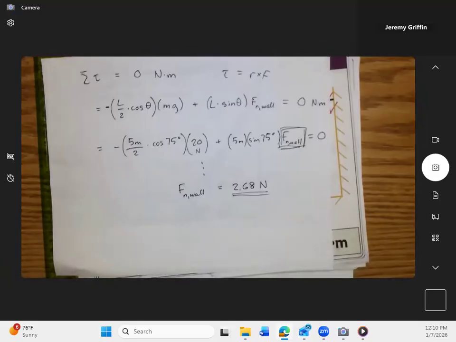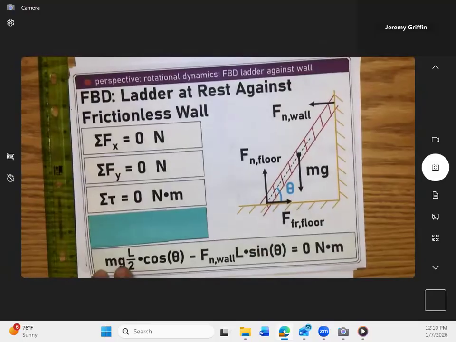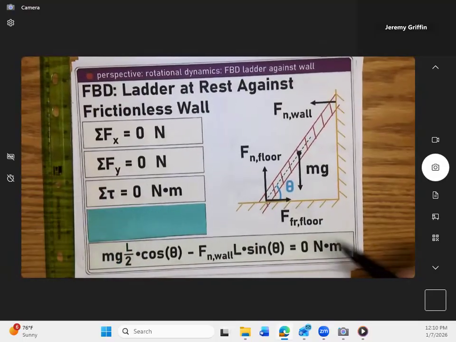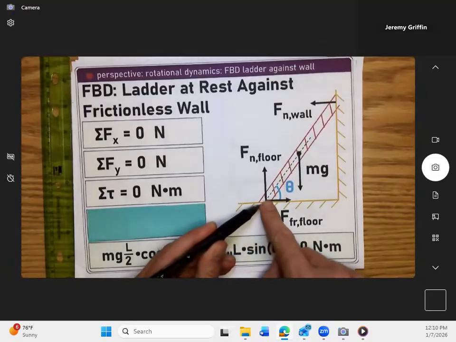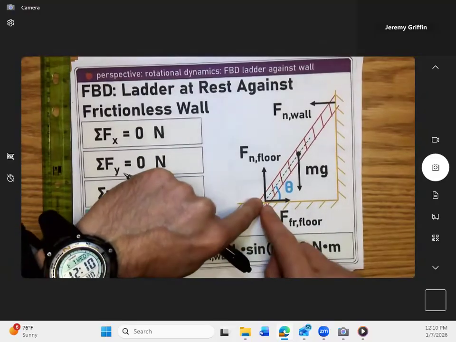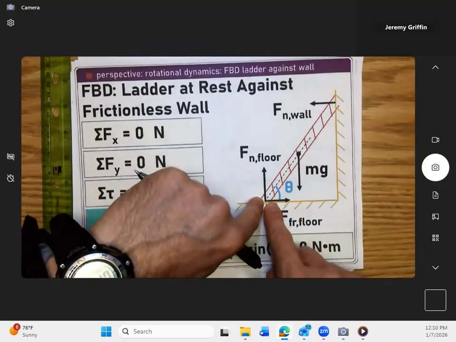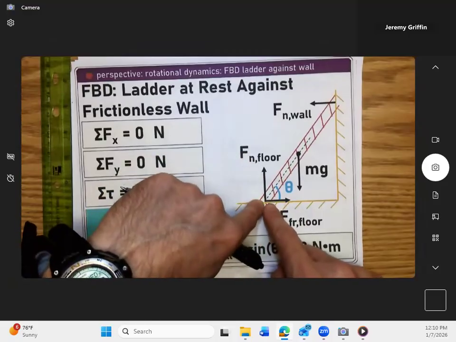Oh yeah. How did you get the first negative L over 2 cosine theta, etc.? How did you get that? This right here. Yeah. Okay. Right. So I summed the torque about this point right here. Now, relative to this point, these two forces cause 0 torque. So I can just throw them out of the torque equation. So this times 0, this times 0, whatever. Just ignore this.